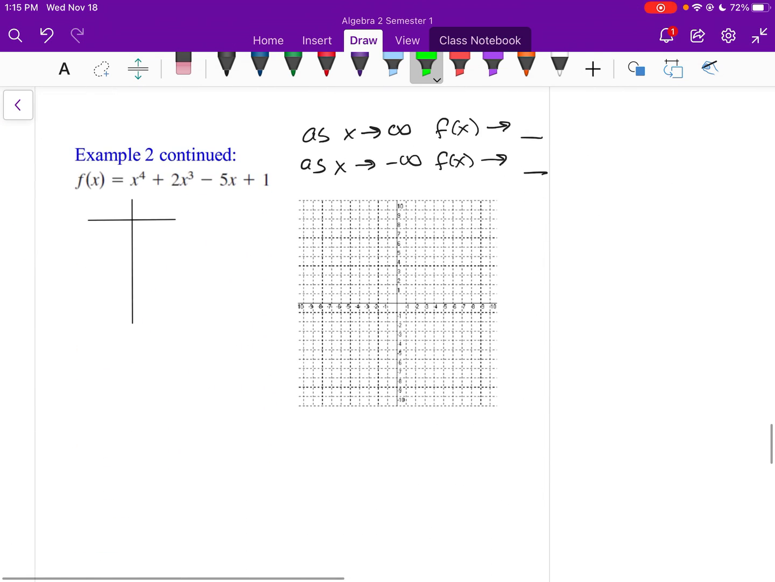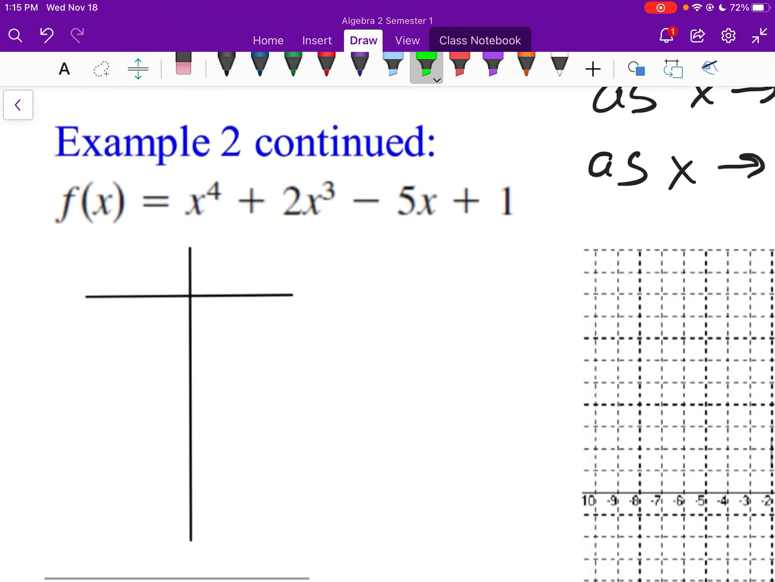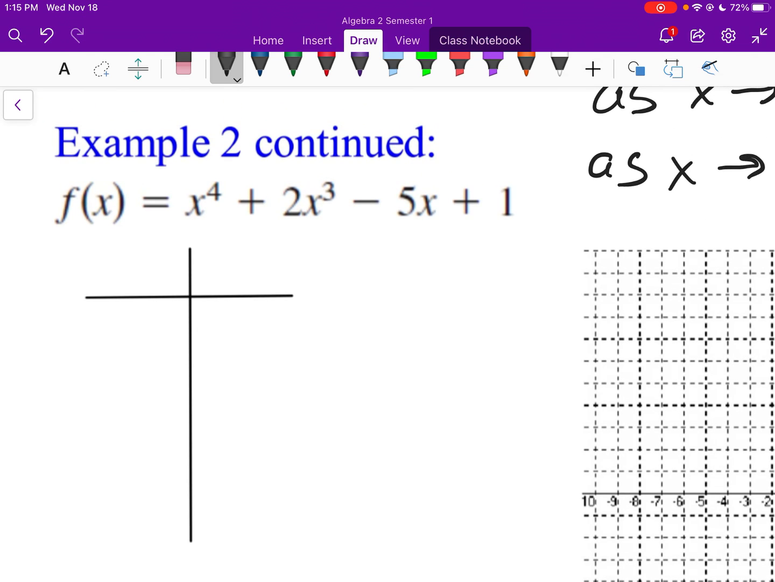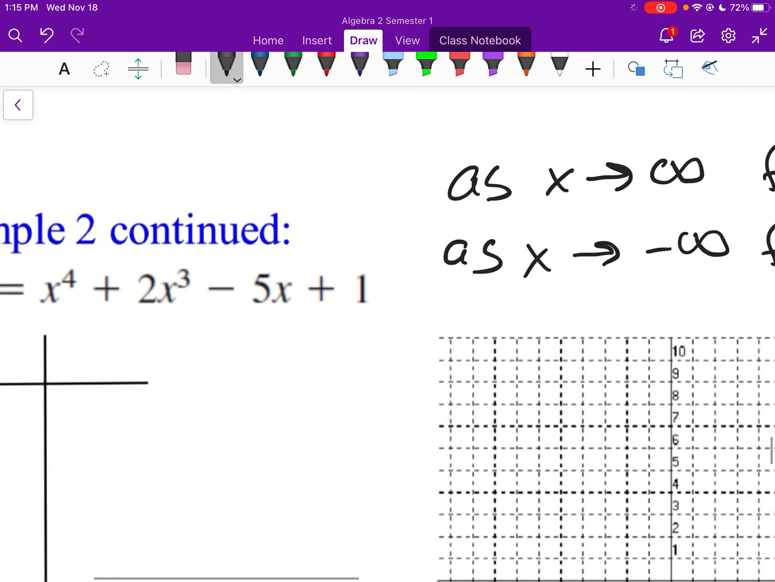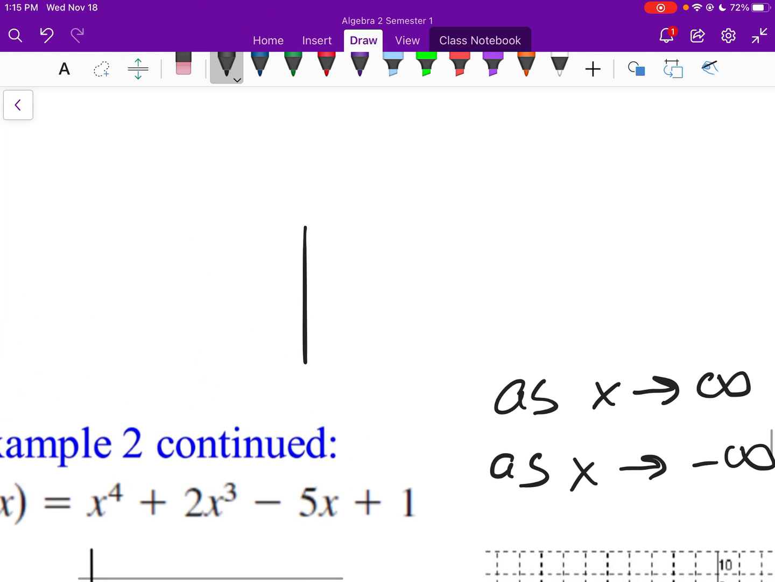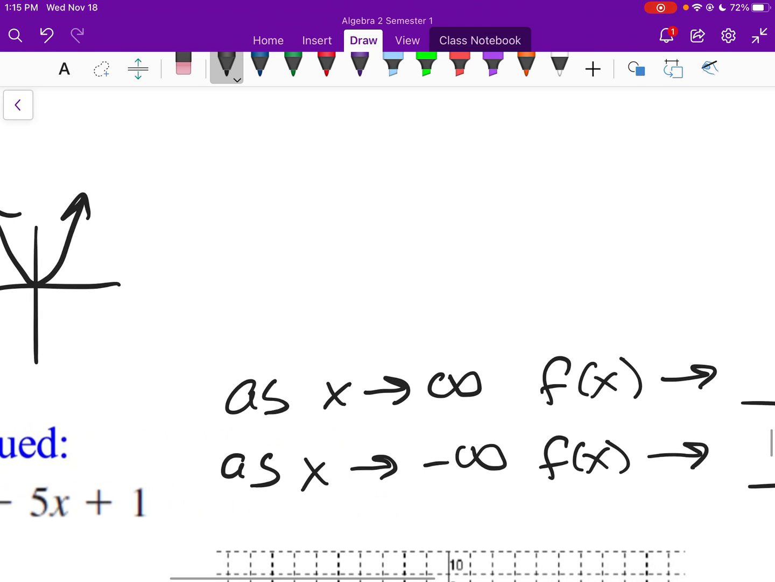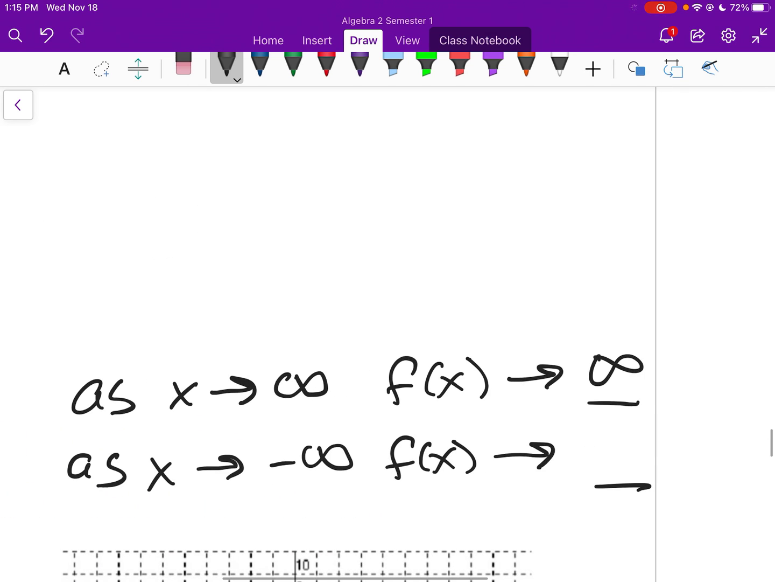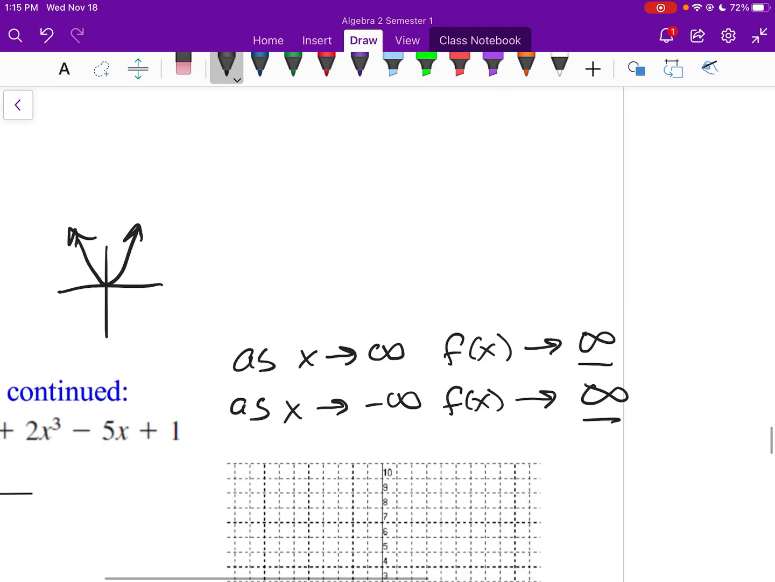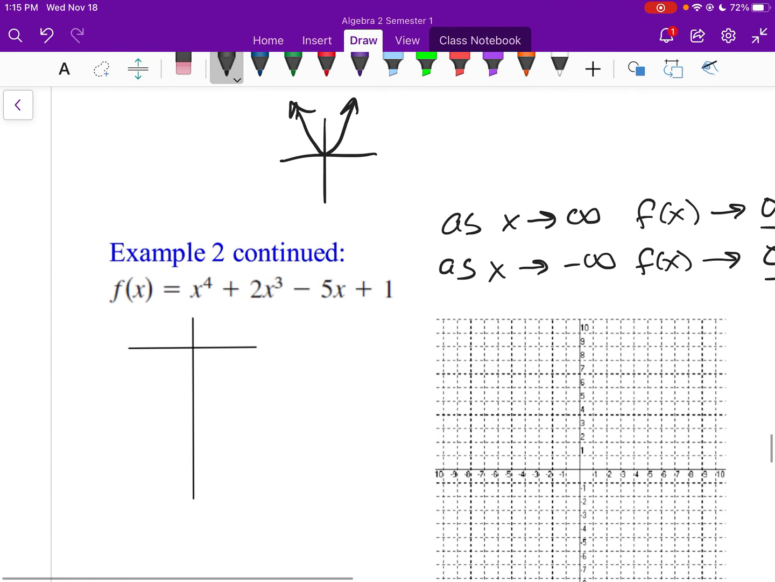All right, so another one, x to the 4th. We have an even degree that is positive. Think of it like a parabola: a positive a value, that's an even degree function. They are both going up, so we are approaching positive infinity no matter which way we go. Again, xy chart: negative 2, negative 1, 0, 1, and 2.